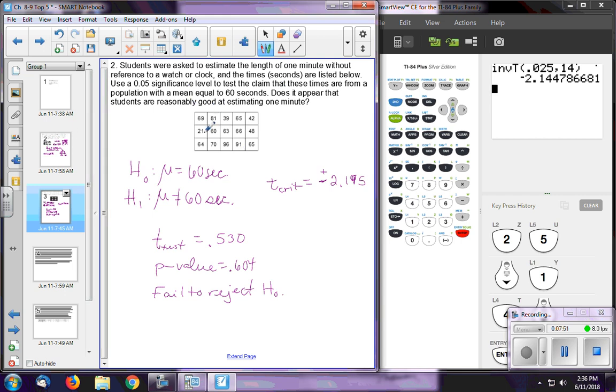Although we had a couple of students in here, like the 21 seconds and then these 90 seconds over here, who were extremely low in their estimate or extremely high in their estimate, the rest of them did seem to be relatively ballpark or close enough, so to speak. So are students doing a good job at estimating? Sure, they're doing a great job at estimating here. We don't have enough evidence to conclude anything other than that.